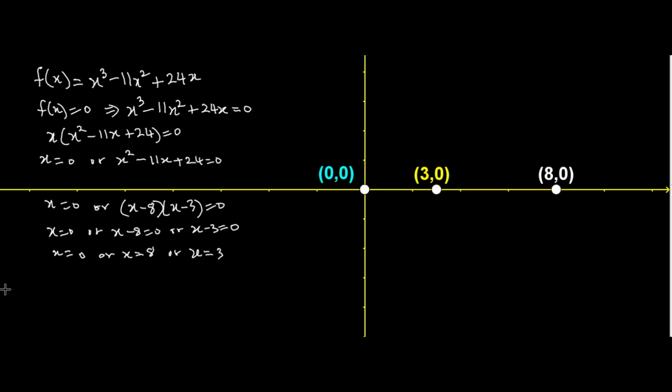So these are the 3 points. We have 0, where s is 0, which is the origin. We have where s is 3, and of course, if you check the value of y is going to be 0, when you substitute 3 into the original function, you are going to obtain 0 for y.